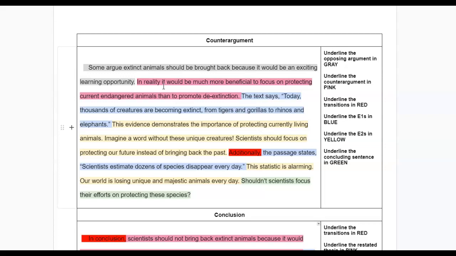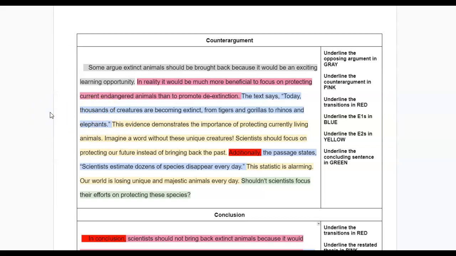So we're going to have an E1 and E2, an internal transition, an E1 and E2, and a concluding sentence. So for this, I put in the text, it says, today, thousands of creatures are becoming extinct, from tigers and gorillas to rhinos and elephants. So just like in our previous body paragraph, I have a good sentence starter, I have my quotation marks, and I cited directly from the text. Make sure you underline that sentence in blue.